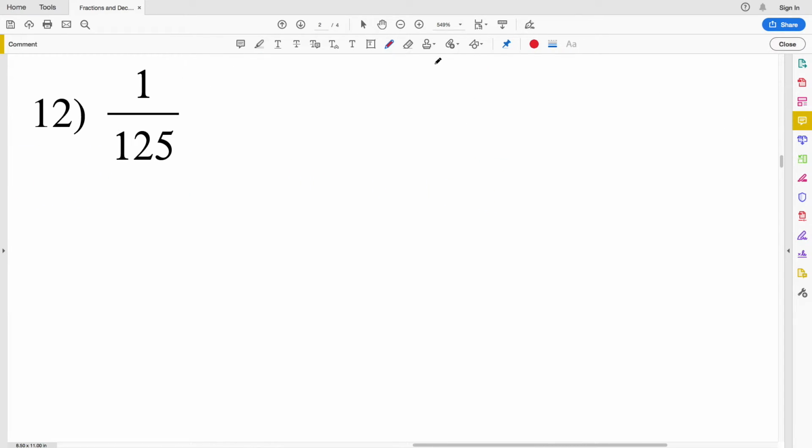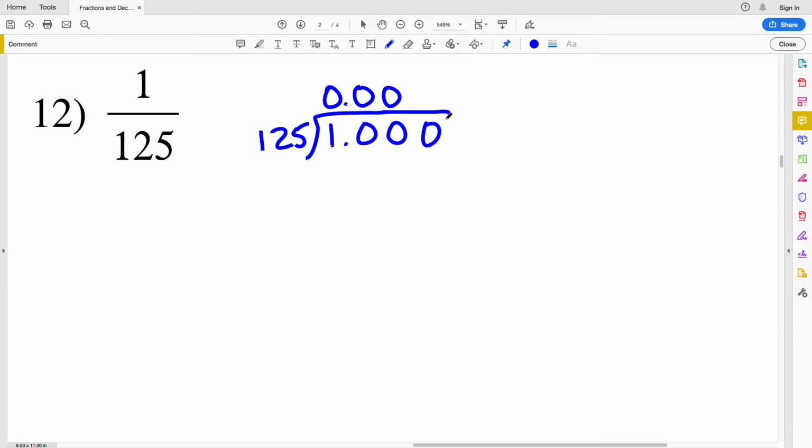Now let's move on to number 12. Number 12 is our last one in this section. And let's go ahead and complete this one using long division. So we'll divide 1 by 125. We know that 125 goes into 1 0 times. So then we'll use a placeholder. We know that 125 goes into 10 0 times, so we've got to use that other placeholder. 125 goes into 100 0 times, so yet again, another placeholder.